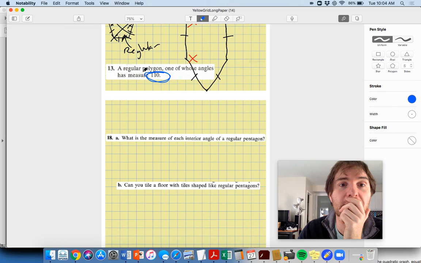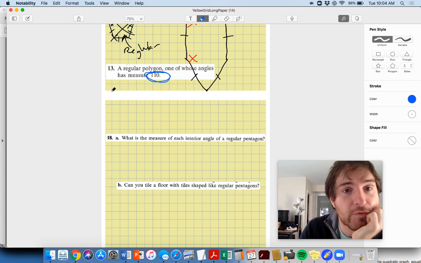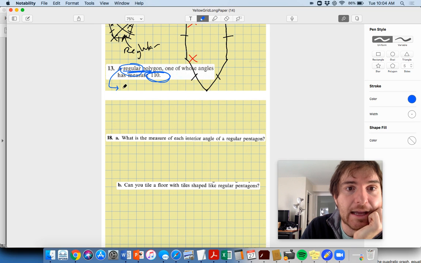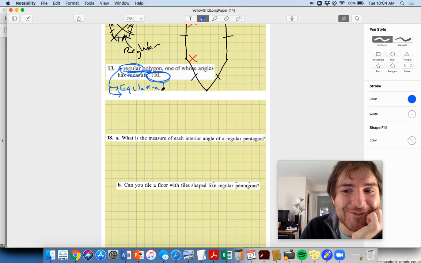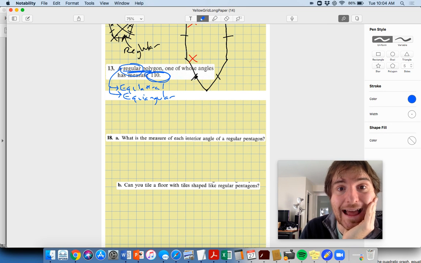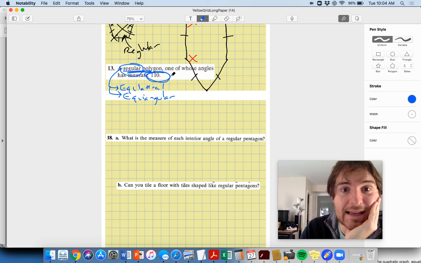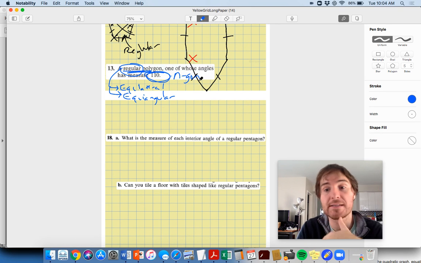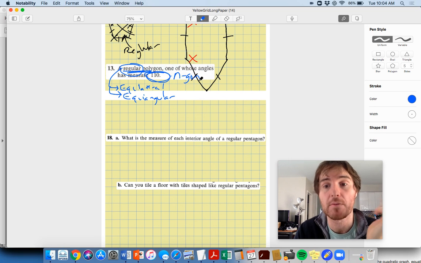A regular polygon, one of whose angles measures 110. So for a regular polygon, remember, regular is equilateral. You guys all nailed this on your exit ticket, or perhaps you just copied it and didn't really think about it. It's got to be equilateral, and it's got to be equiangular. We don't know how many sides it has, so let's pretend that this is an n-gon, an n-sided figure, because n is a variable, unknown.